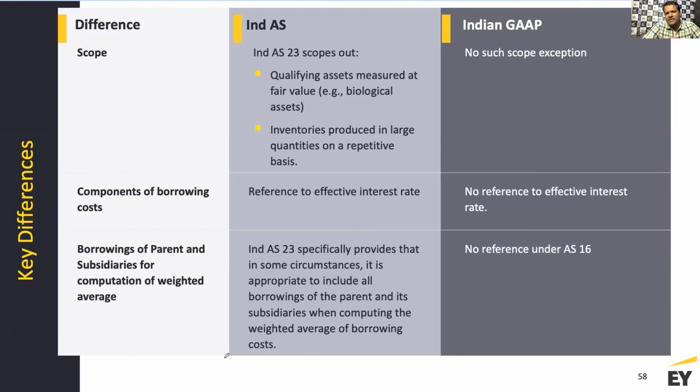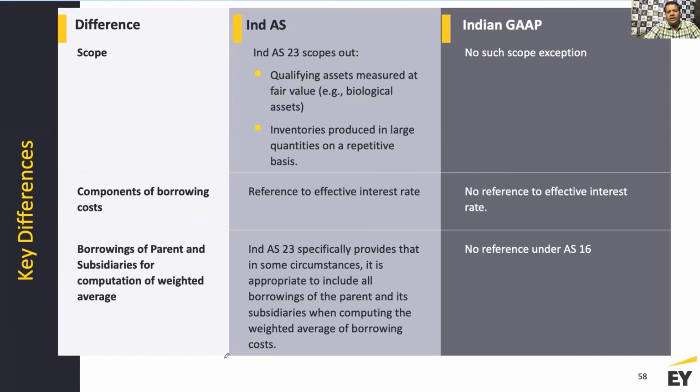Because many times what happens, let's say the parent has borrowed money and funded the subsidiary by way of an equity contribution, right? And then the subsidiary is carrying out the capital work in progress, or the capex project. So in the subsidiary's standalone financial statements, there is no loan. Since there is no loan or interest cost, there is no question of capitalization. But when you look at the consolidated financial statements, on the right hand side of the balance sheet there is a qualifying asset, which is the construction work in progress. On the left hand side, there is a debt which is outstanding. So in the consolidated financial statements, this interest is actually eligible for capitalization.